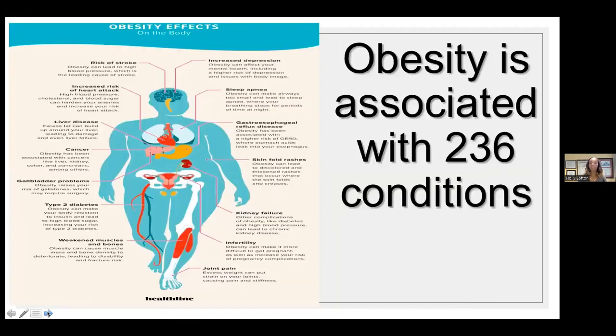Now, we know obesity itself is a disease. However, it's associated with many other medical conditions. And that's why, again, I state we're all treating obesity. Whether we're treating pulmonary disease, gastroesophageal reflux, cancer, all of us are treating patients with obesity. So it's important to understand how complex this condition is and how it needs aggressive treatment.